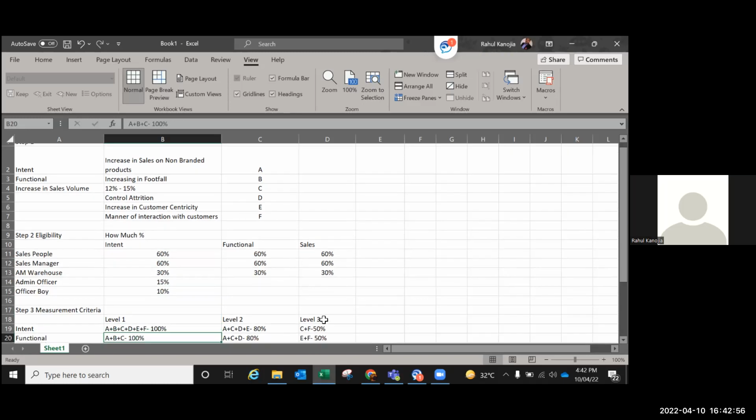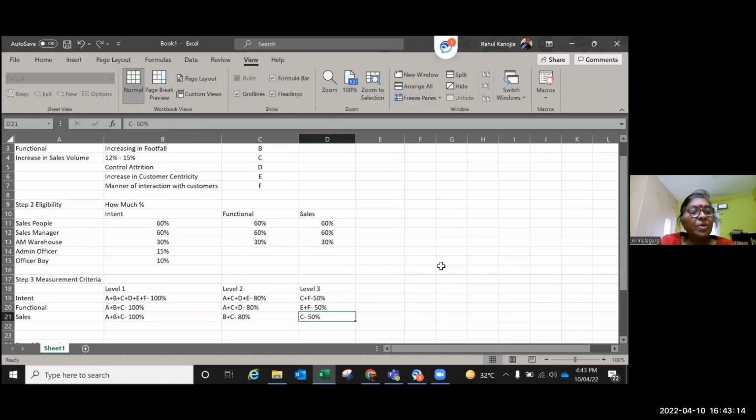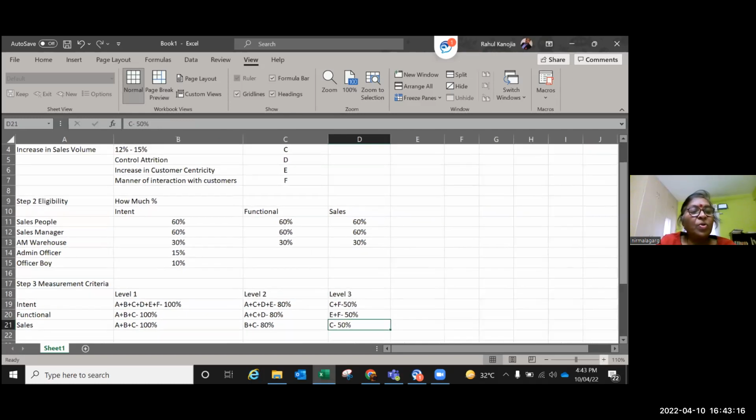With the third measurement criteria, we have said that if all the above criteria are fulfilled, then 100% in intent, functional, and sales, with 80% in level 2 and 50% in level 3. All right, so this is the performance criteria you have kept. Yes, for the sales people.